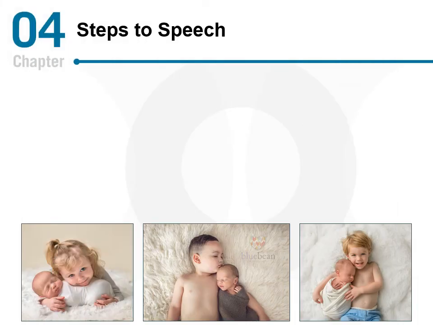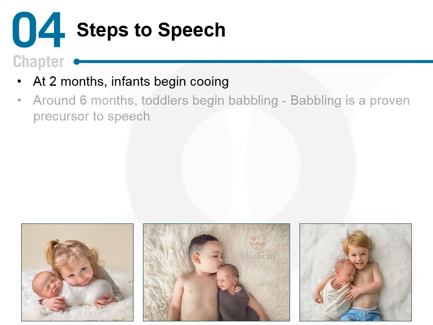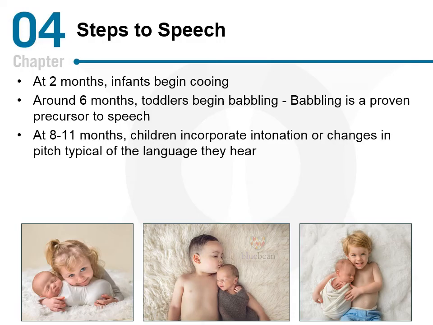So let's take a look at actual speech. Those were just sounds. At about 2 months, we know you begin to coo. And at about 6 months, we begin to get babbling. And babbling, we've known, is absolutely proof that you're on your way to speech.